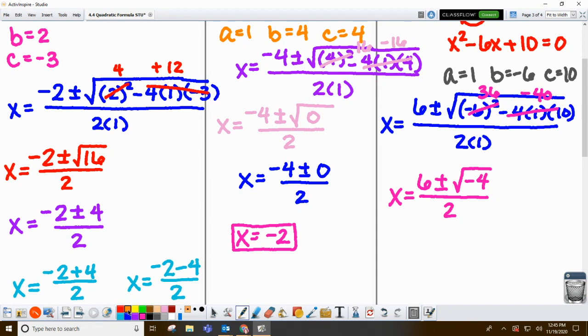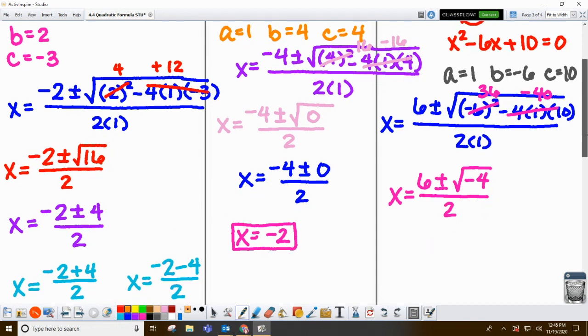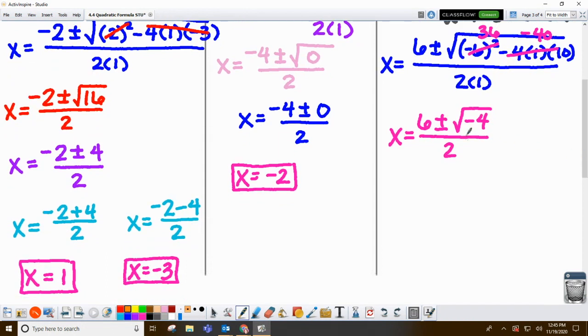So this takes us back to what we worked on last lesson, which is complex numbers. So the square root of -4 does give us an imaginary number, and so we do end up with a complex solution for this one. So we have 6 plus and minus the square root of -4, which would be the same thing as the square root of -1 times 4. And if you guys will remember, the square root of -1 comes out as an i. And then the square root of 4 is 2, all over 2.